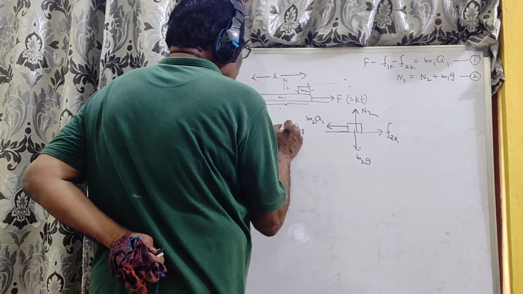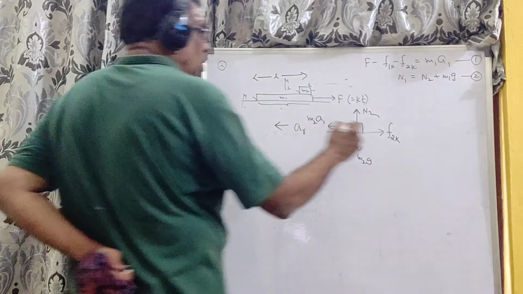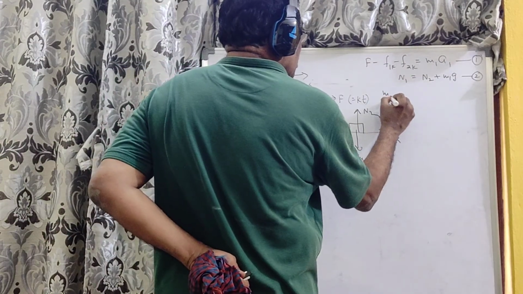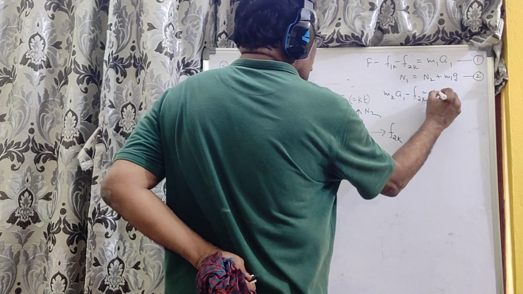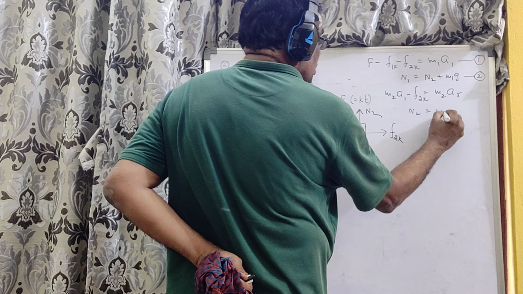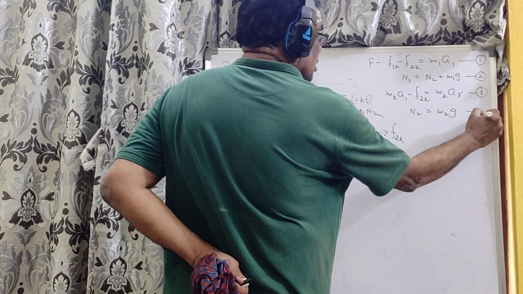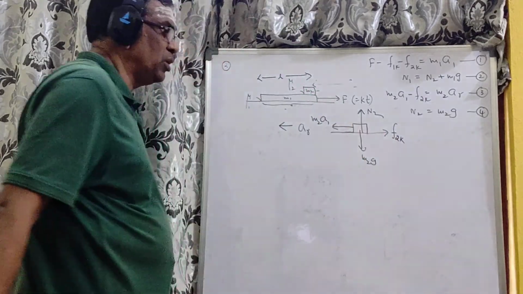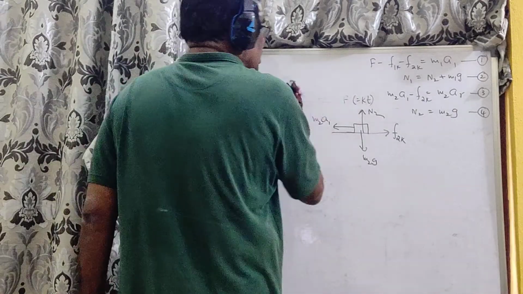So your relative acceleration is like this. Right? How do you write? M2A1 minus F2K is M2AR, and N2 is equal to M2G. This is 3, this is 4. I hope you have got everything clear as far as this diagram is concerned.